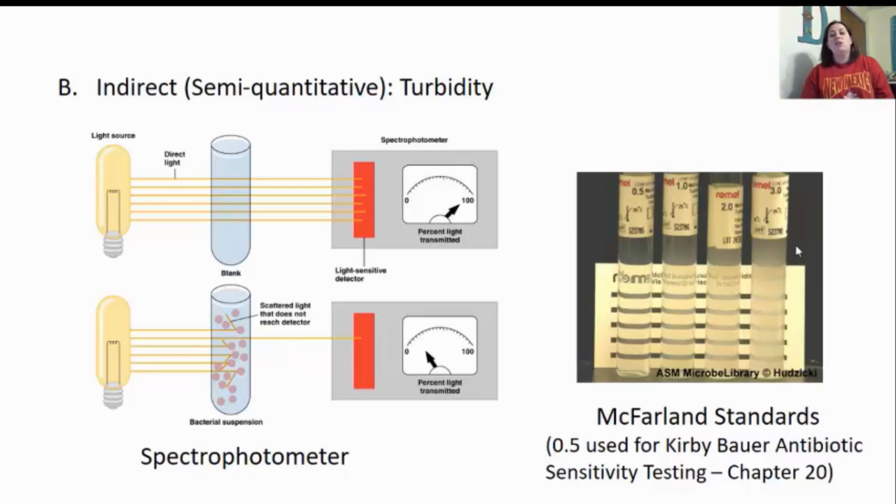We also see that you can look at the McFarland standards. This is a 0.5. It's used by Kirby-Bauer antibiotic sensitivity testing, and we will talk a little bit more about this in chapter 20. But if you look here, it's an adjustment of the turbidity to a range for standardized testing. What we're doing here is you can see that you can't see the lines through this far one, and it gets less and less. So it shows you that we have less and less bacteria, based on the amount of whichever antibiotic is present in this particular group.